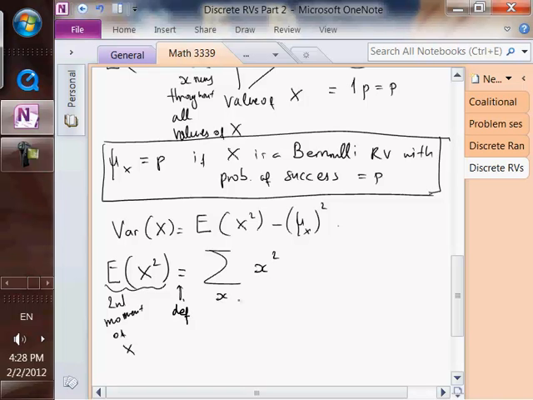X runs, as always, throughout all the possible values of the random variable. Now, we multiply the value squared times the value of the density that corresponds to the specific value of the random variable. Now we'll see what it is. Well, let's do it. We have only two values. So we have 0 squared times f sub x of 0 plus 1 squared times f sub x of 1. And what is this going to give us? p again, correct?